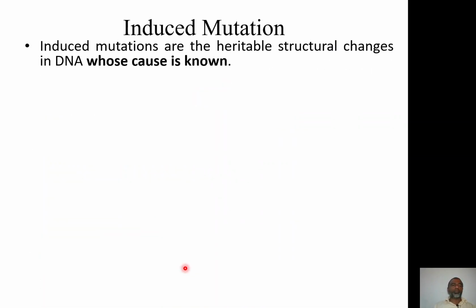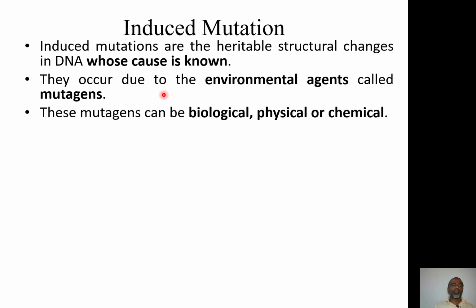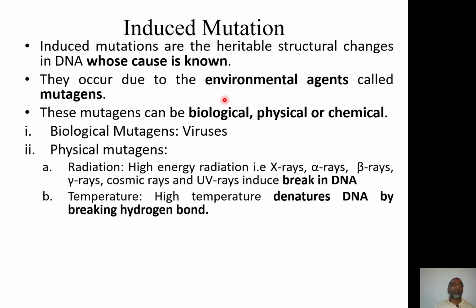Now, come to the induced mutation. We have already discussed in the previous lecture that the mutations for which you know the cause are basically the induced mutations. Induced mutations are induced by some environmental agents, and these agents are called mutagens. You may have biological mutagens, physical mutagens and chemical mutagens. Biological mutagens means viruses. Viruses do change the DNA. So, they are the biological mutagens.